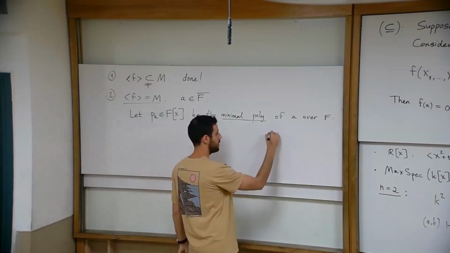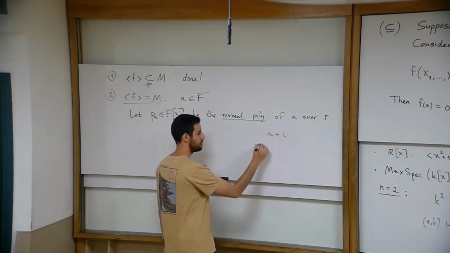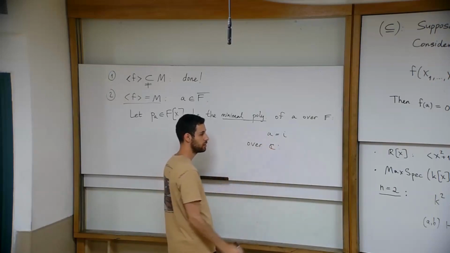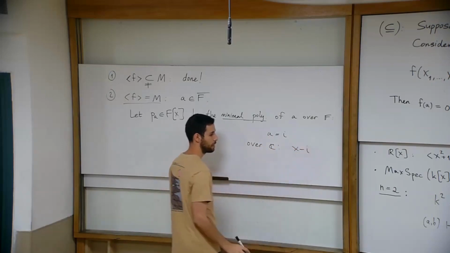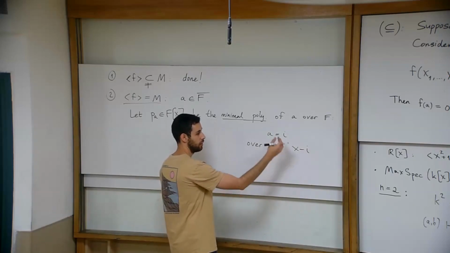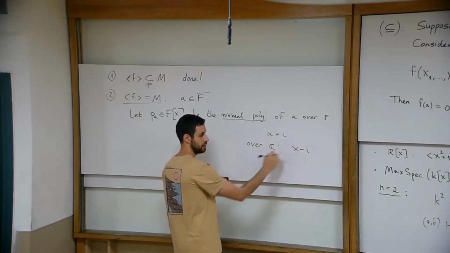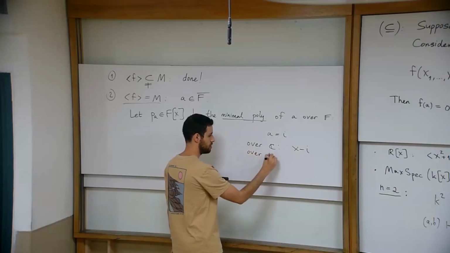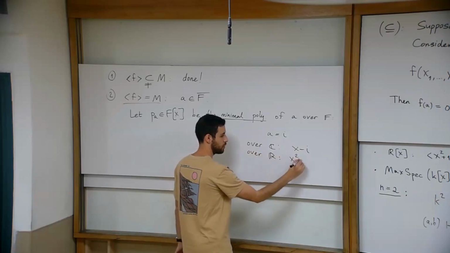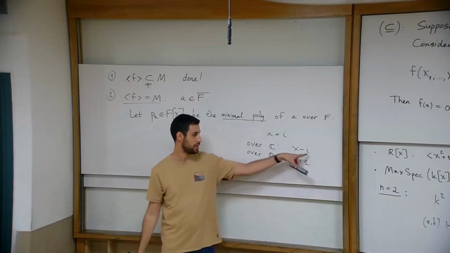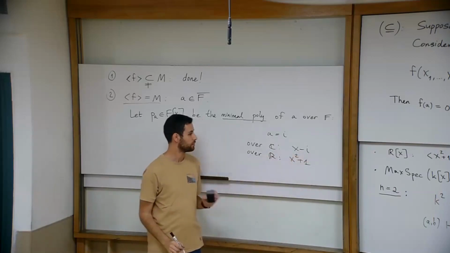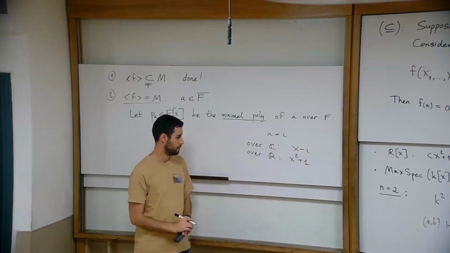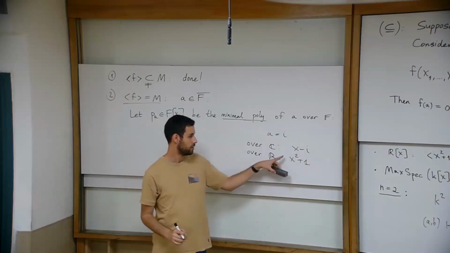So for example, if a is i, then over C, what is the minimal polynomial? x minus i. It's a polynomial in C[x], monic of minimal degree such that i is a root. But over R, it's x squared plus 1, because x minus i is not a polynomial in R[x]. So we have to go to this point.